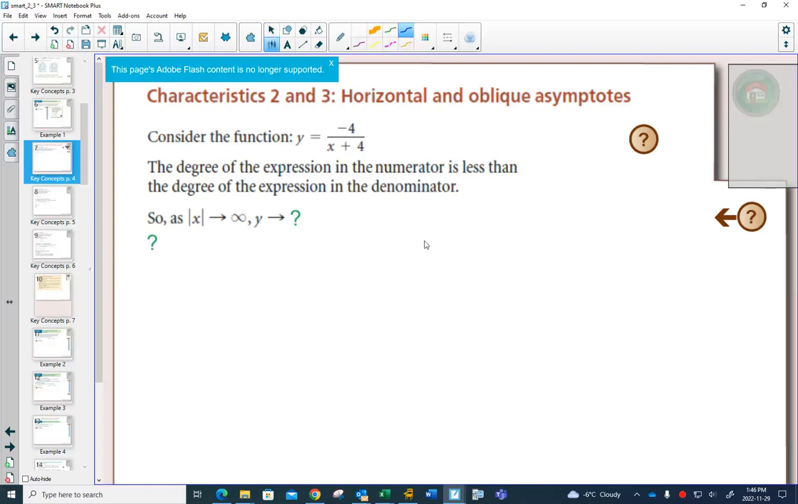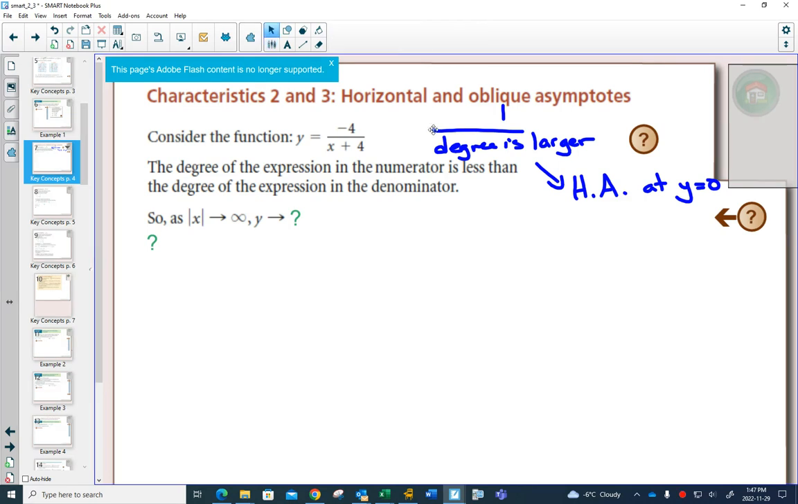Characteristic number 2 is whether or not there's going to be a horizontal asymptote or an oblique asymptote. We have already talked about the two situations with the horizontal asymptote. The easiest situation is if the degree is larger in your denominator. You will always have a horizontal asymptote, and it will be at y equals 0. So this is situation number 1. It's super easy. I don't even go into the explanations that the textbook goes into.